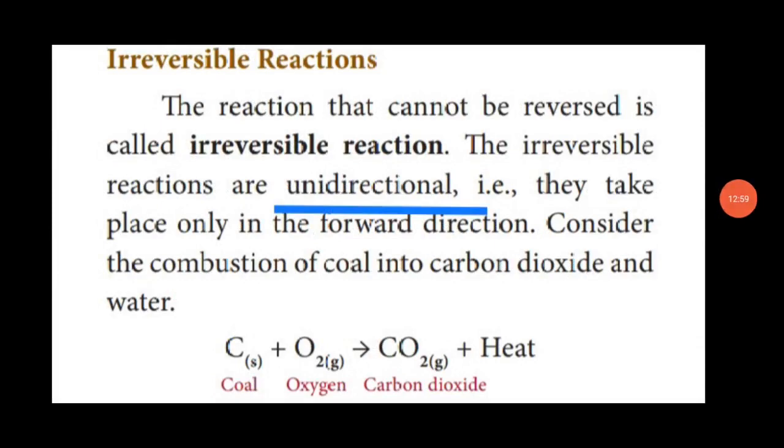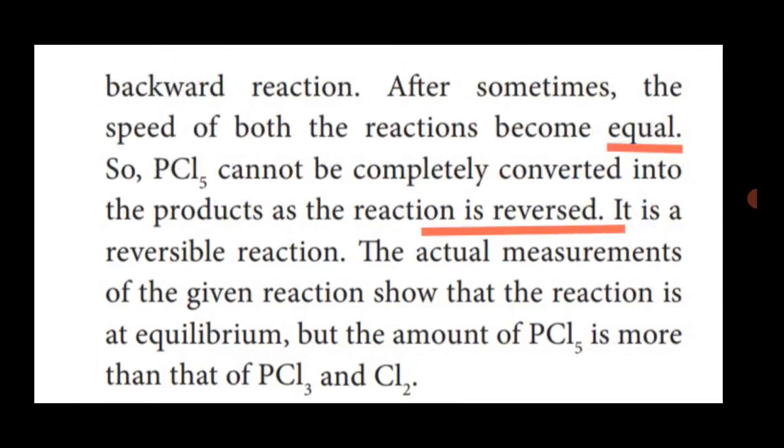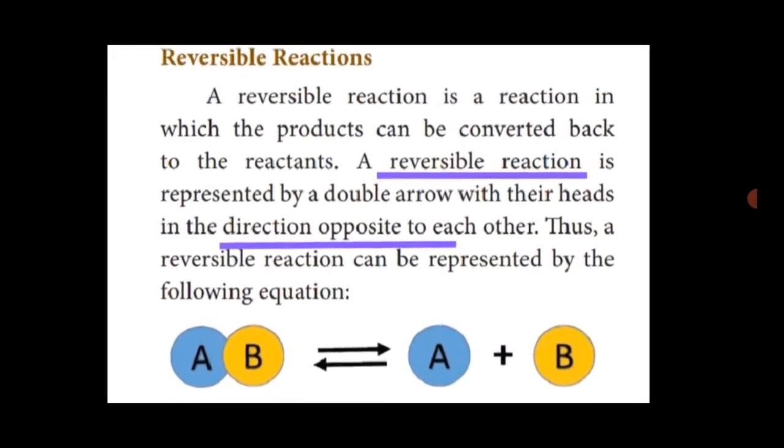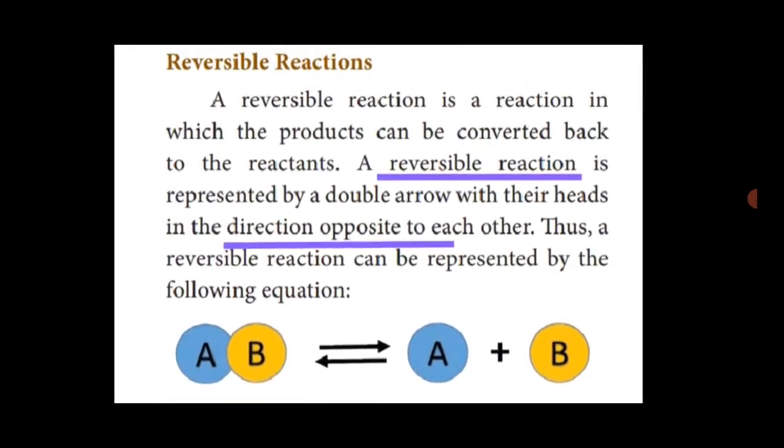The other type of reaction is irreversible reaction. The reaction that cannot be reversed, these reactions are called irreversible reactions. That means the irreversible reactions are unidirectional. They take place only in forward reaction, not backward. But reversible reaction occurs in two directions, forward and backward. Forward direction, reactant changes into product. Backward reaction, product changes into reactant.